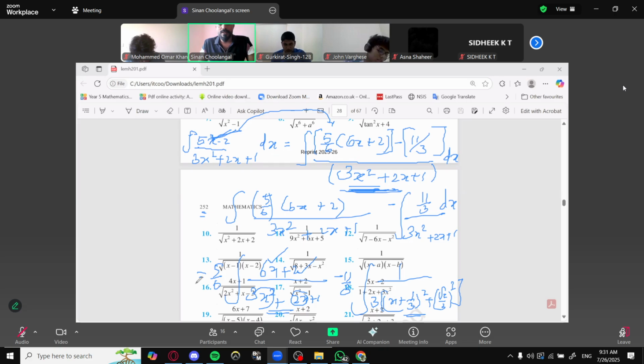Log of the denominator. So the first integral answer will be 5 by 6 times log of the denominator. What is the denominator? 3x square plus 2x plus 1. That integral is over. Second, you have to apply the formula. After taking the 3 outside, apply the formula.